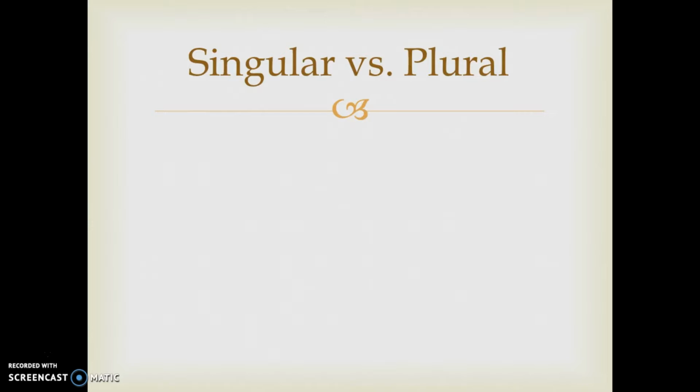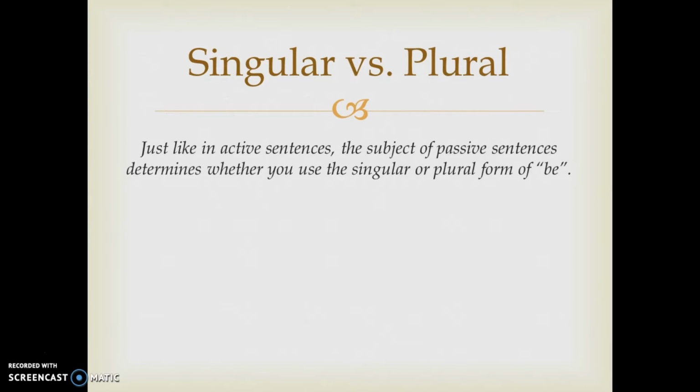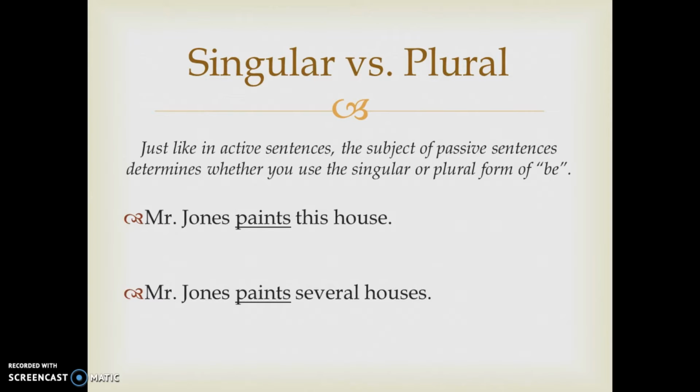Now we're going to talk about singular versus plural and how we handle that in the passive tense. So, just like in active sentences, the subject of passive sentences determines whether you use the singular or plural form of be. So, look at these 2 sentences. Mr. Jones paints this house. Mr. Jones paints several houses. So you can see the only thing that's different here is the object.